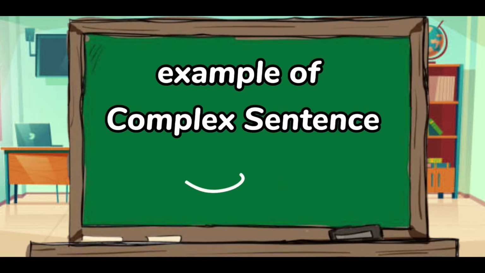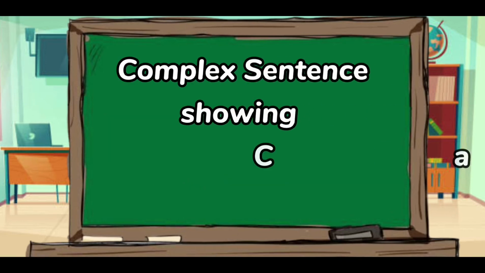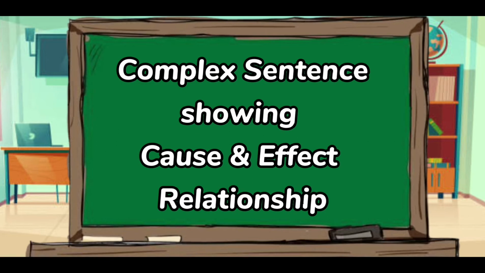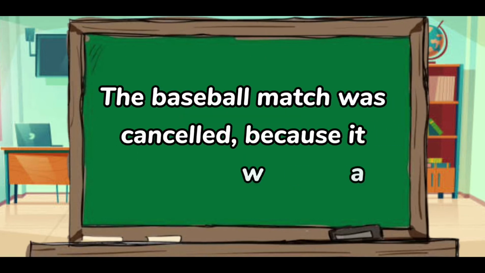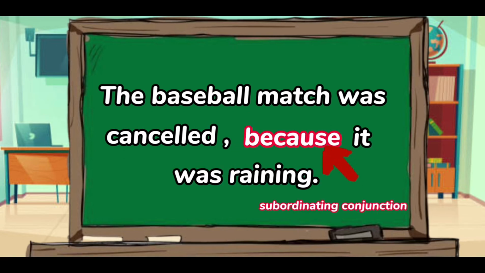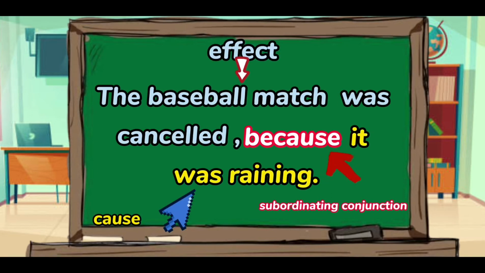Here is an example of a complex sentence showing the cause and effect relationship. Example: the baseball match was cancelled because it was raining. The subordinating conjunction is because, and the cause is because it was raining. And the effect is the baseball match was cancelled, and we also put a comma before the subordinating conjunction.